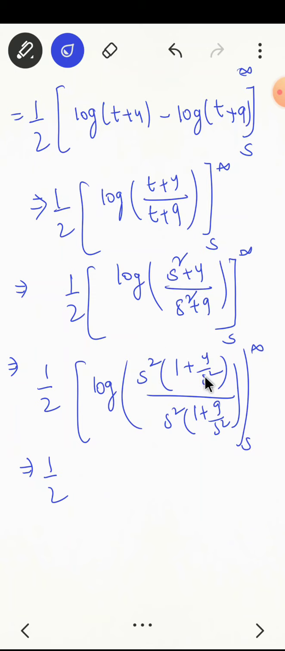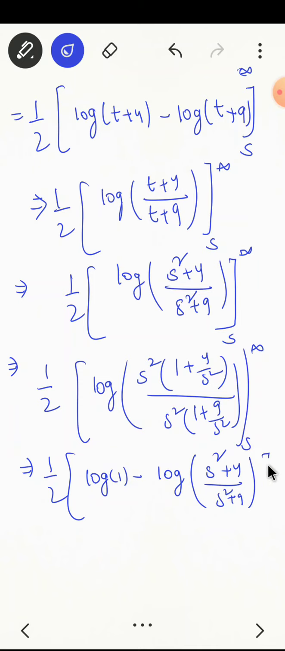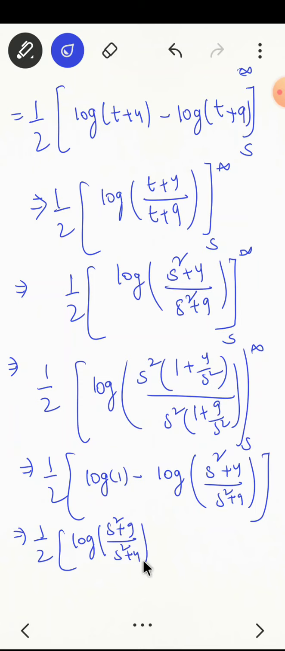The s square cancels. If we apply this, it will become 0. That will be log 1 minus log of s square plus 4 by s square plus 9. Then what will I get? 1 by 2, this I will invert, so log of s square plus 9 by s square plus 4. Why? Because this is 0 minus. This minus I will send here as we did in the previous problem. This will become s square plus 9 by s square plus 4.